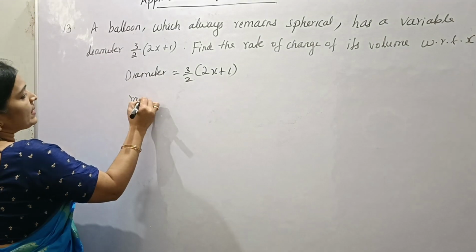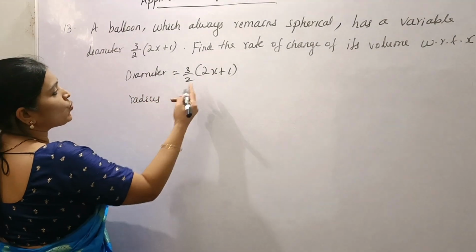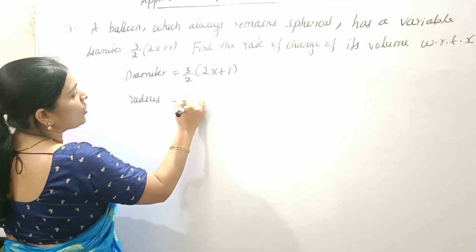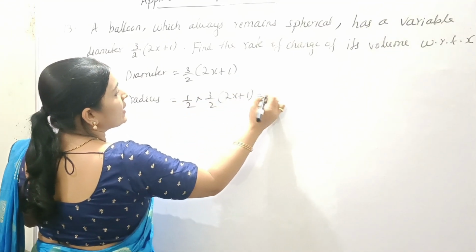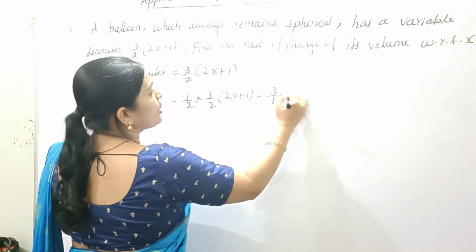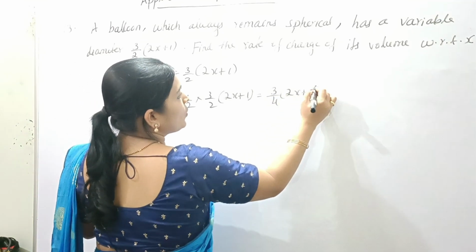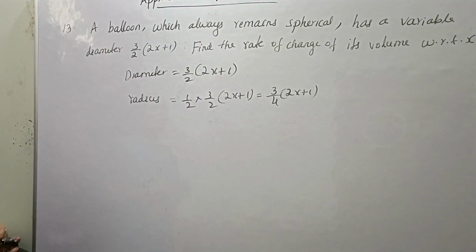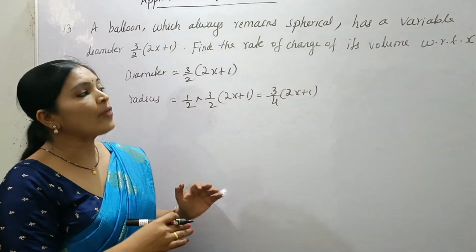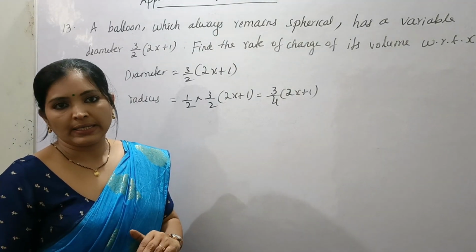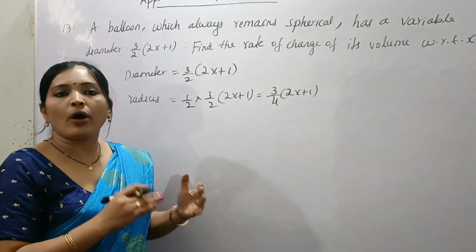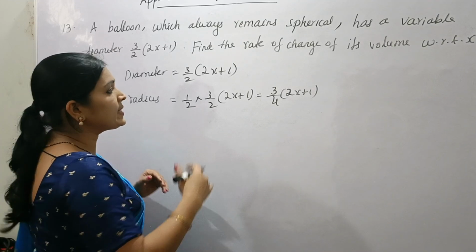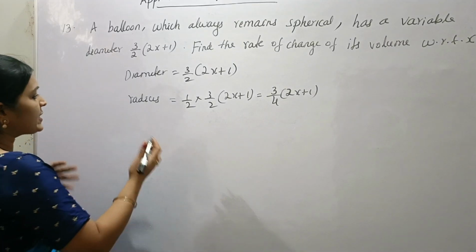So what is the radius? It's half, right? That is 1 by 2 into 3 by 2, 2x plus 1, which is nothing but 3 by 4 into 2x plus 1. Now what do we have to find? We have to find the rate of change of volume with respect to x, that is dV by dx. So what is the formula?